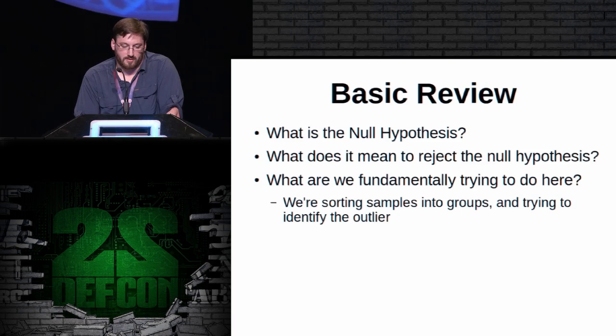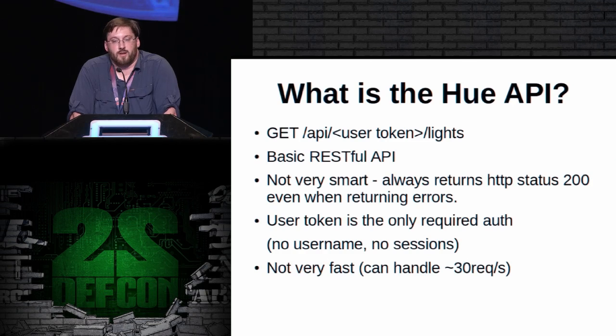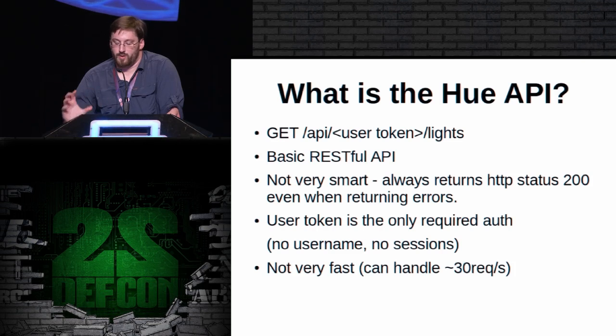So to back up a little bit, let's talk about the Hue API. The user token that we're using right here is octal. It's 10 randomly chosen characters, 0 through 8. And so for our hypothesis testing, we're generating a random user token and starting with a guess from each of these categories.